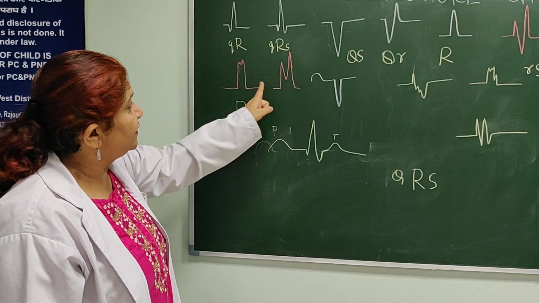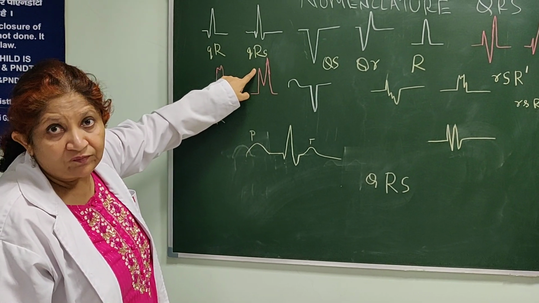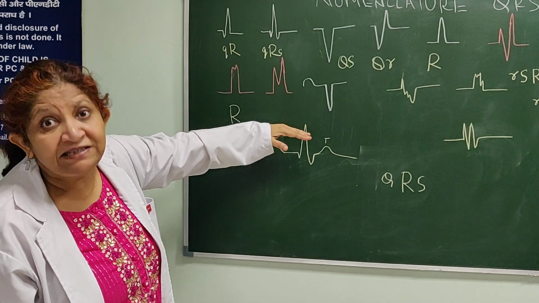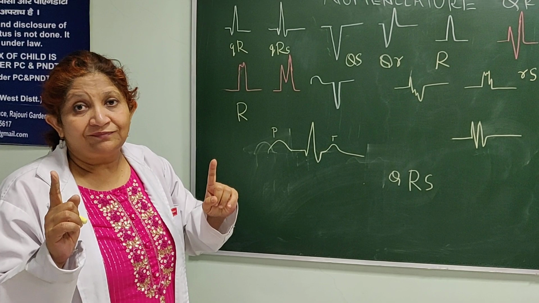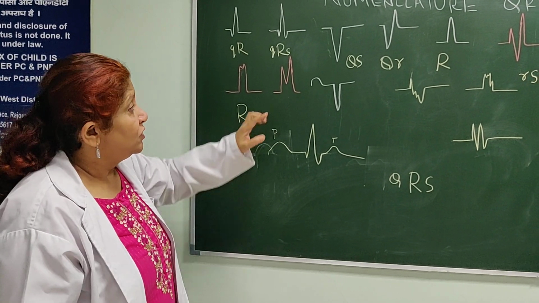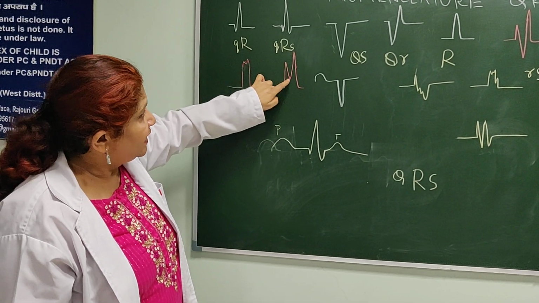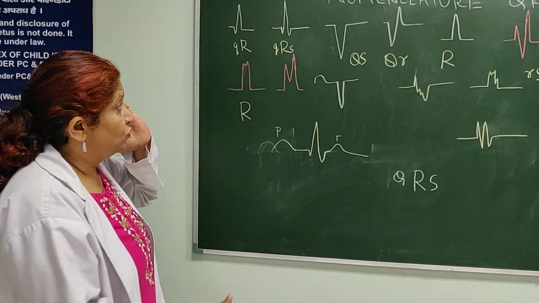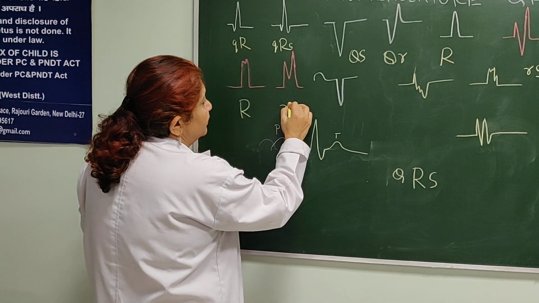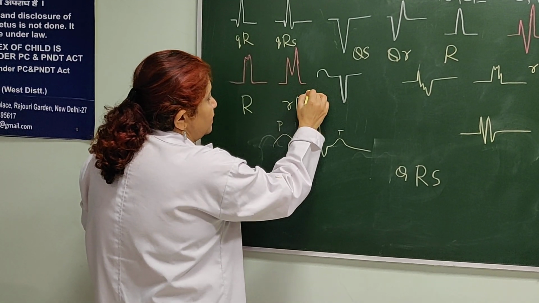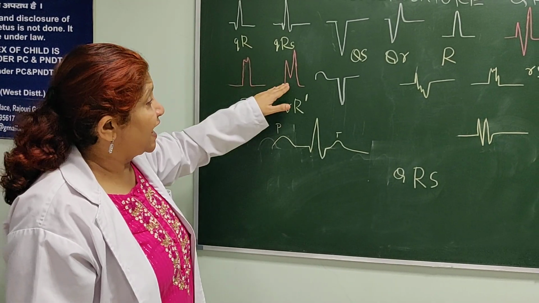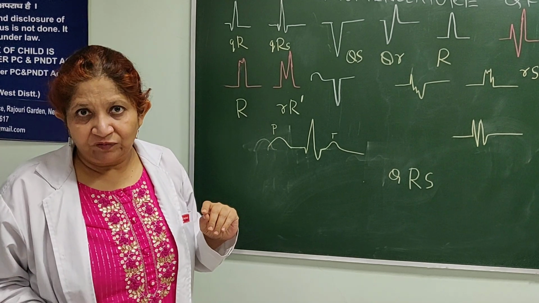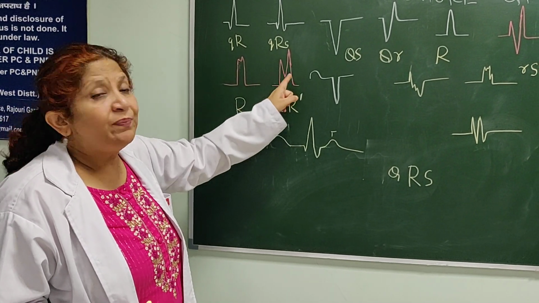Now see the difference between these two. Here is an R wave. Then it is going negative, but it is not going below the baseline. So it is not S wave. It is not S wave. So it is just an R wave. And then again there is a second R wave which is taller than the first R wave. So what we will write? R and R. Okay. We will not say RSR because S has to go below the baseline. So we will just say RR wave. Okay. R and R prime.